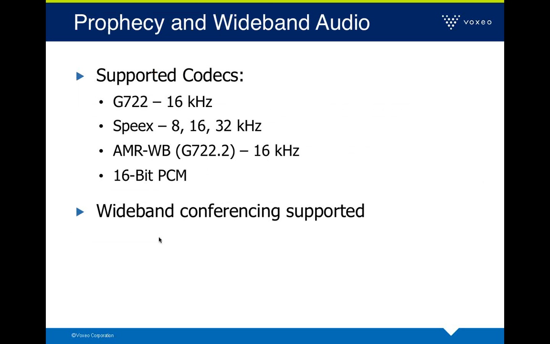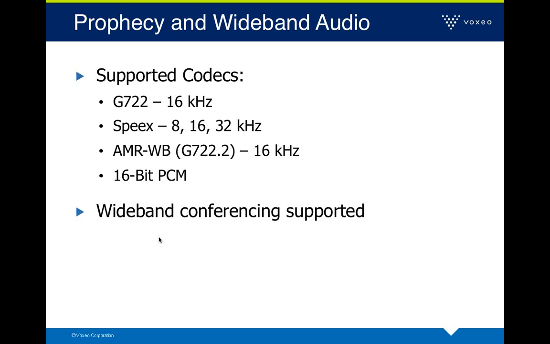So for Prophecy, we support a number of them. G722 is kind of the basic that we support. And then we also support the Speex codec, which is being used in a number of soft phones and tools out there. We support AMR wideband, also known as G722.2, which is being used in 3GPP and mobile environments. And we also do support wideband conferencing.